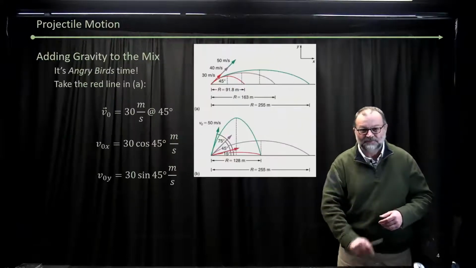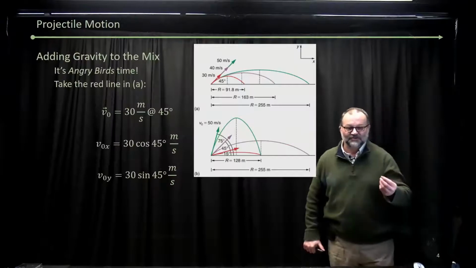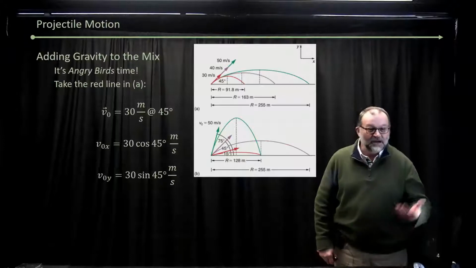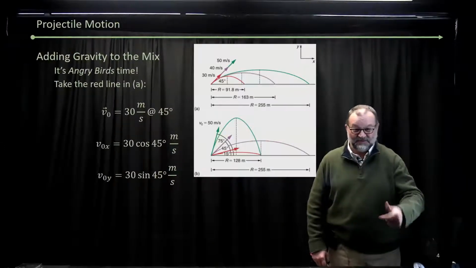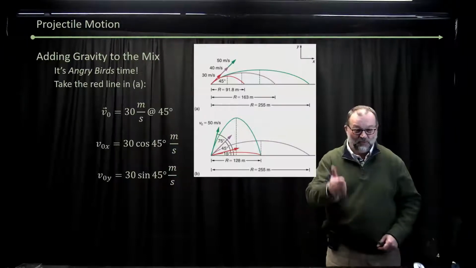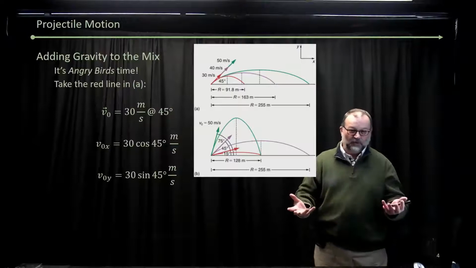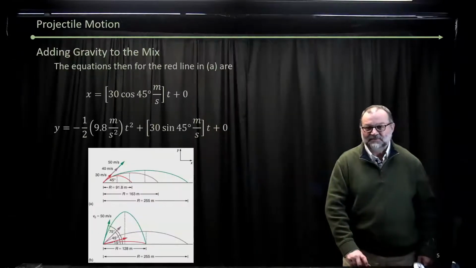So here you go. We've got gravity in the mix. We have some initial velocity v naught that's 30 meters per second at 45 degrees. Well, we have to break that down into the x piece and the y piece, right? If we don't break it down, we're doing things wrong, right? And so we break it down into its pieces.